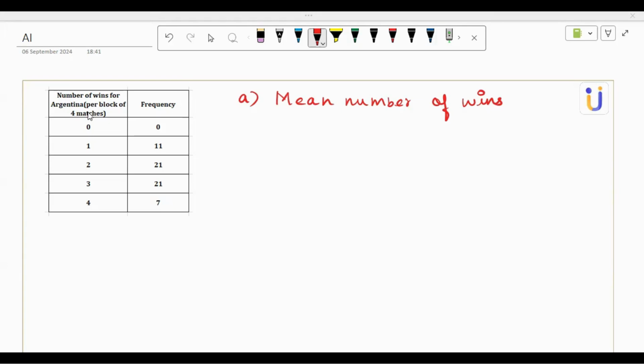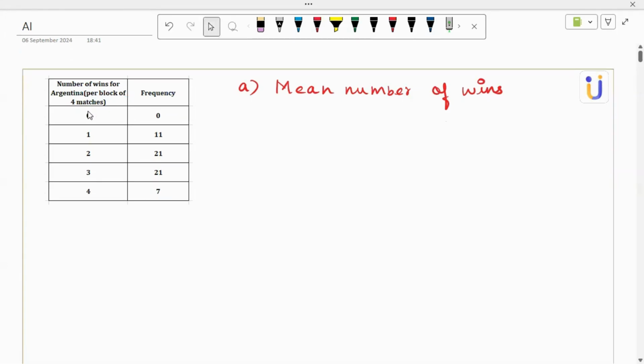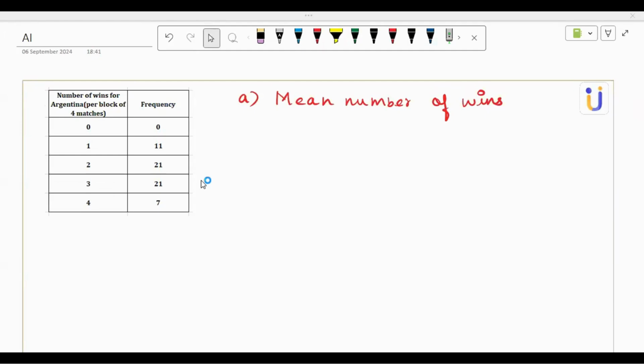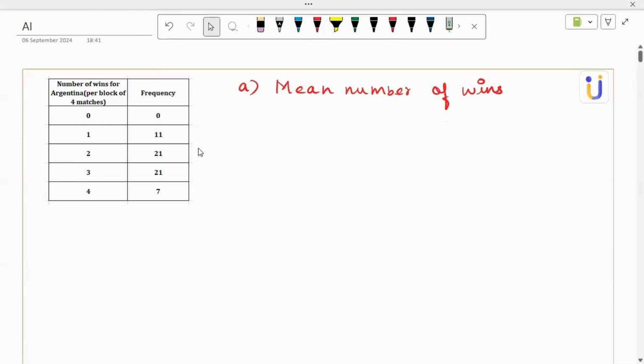the number of wins for Argentina per block of 4 matches: 0 wins, 1, 2, 3, 4, all wins. And the frequencies are given. So this is the description. Now the first question: determine the mean number of wins per block of 4 matches for Argentina. It's quite simple. We can use the GDC here for quick and accurate calculation.